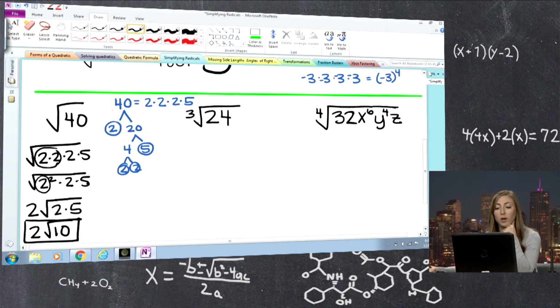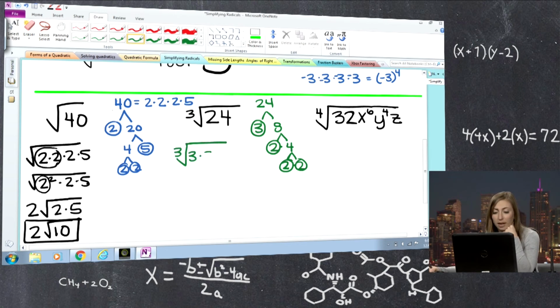So a similar concept works for cube roots and fourth roots. I'm going to start, same deal as over here, where I find the prime factorization of 24. I'm going to do this quickly because this video is on simplifying radicals, not factoring, and I'm assuming you know factoring by now. So the cube root of 24 is the same as 3 times 2 times 2 times 2. Since it's a cube root, I'm looking for groups of 3. You can see 2 times 2 times 2 is a group of 3.